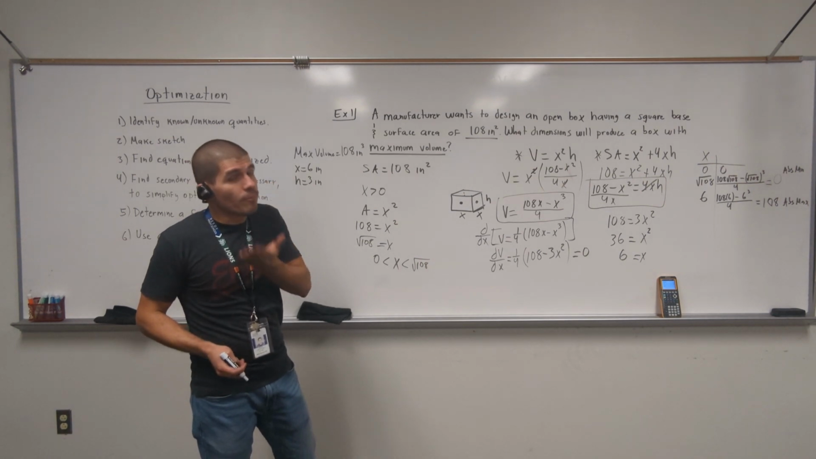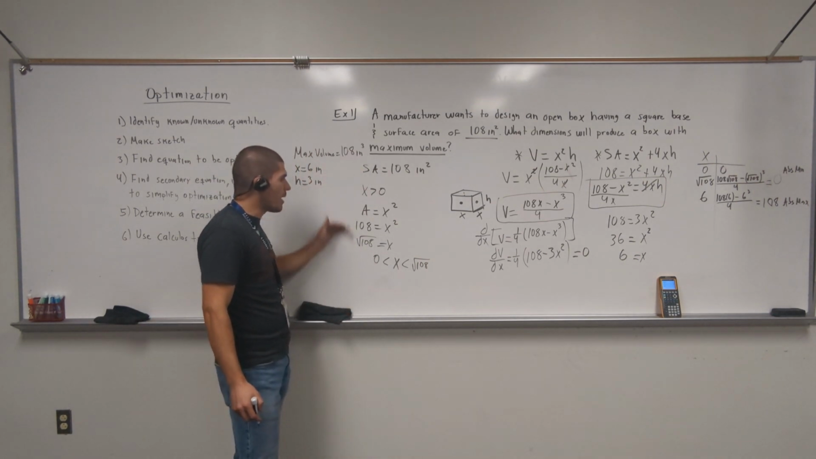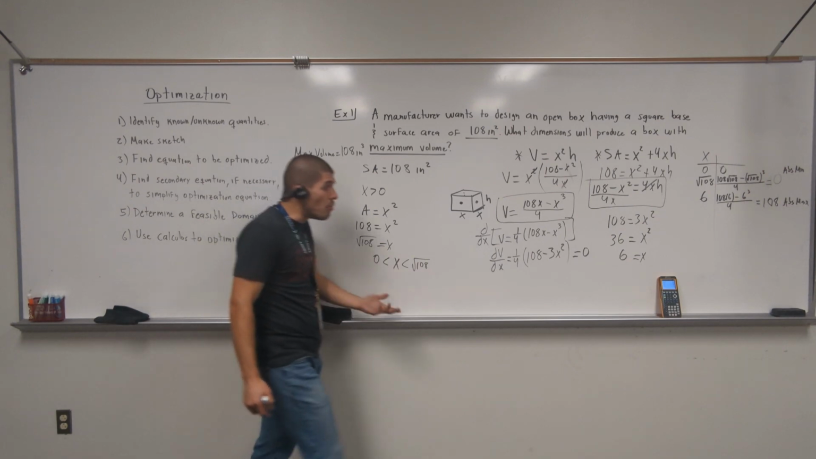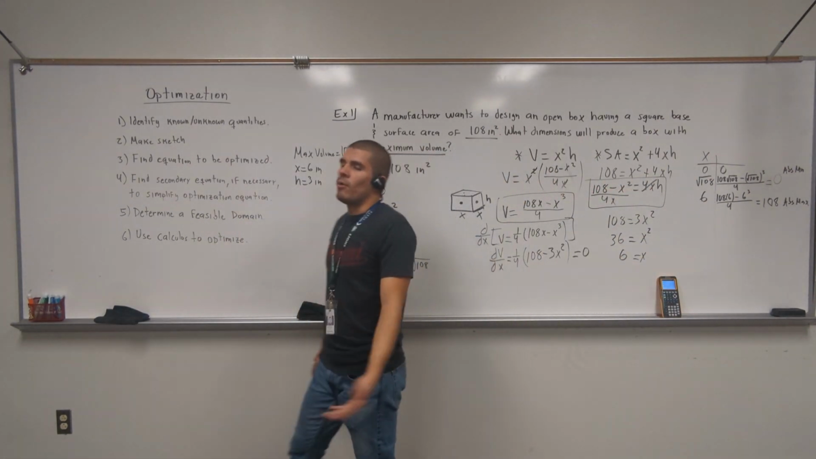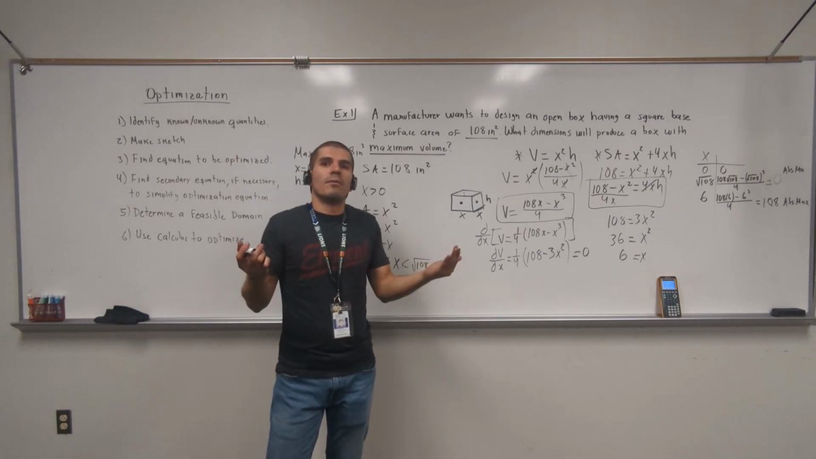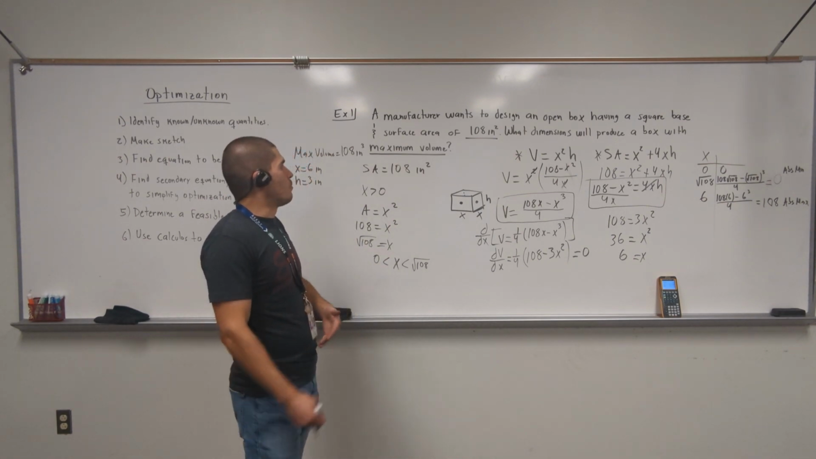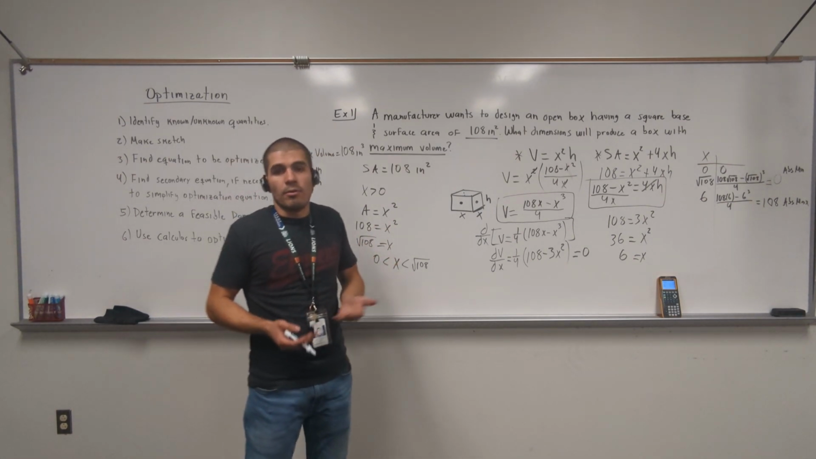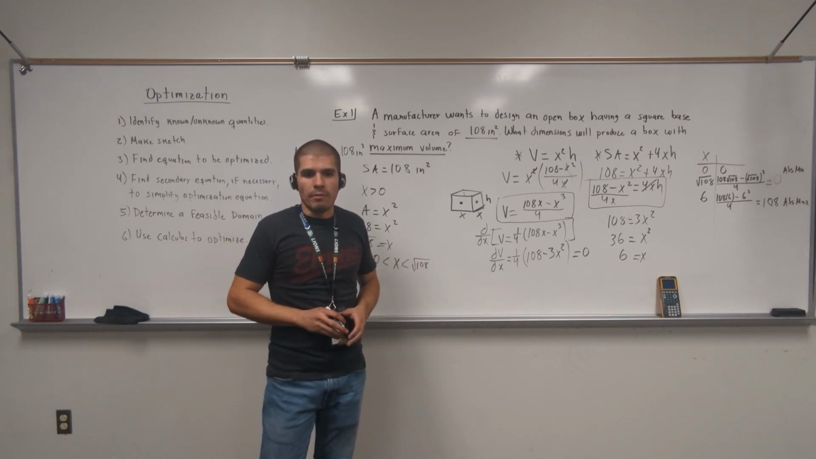But in order for you to perform the candidate's test, remember, you have to find the domain, right? So that you can have endpoints, so that you know what are the endpoints to utilize on your candidate's test. Cool. Once you find your candidate's test, compare all the y values. The lowest will be your absolute minimum, the highest will be your absolute maximum, which, depending on what the problem is about, then you can make your decision based on whatever is your highest and whatever is your lowest.